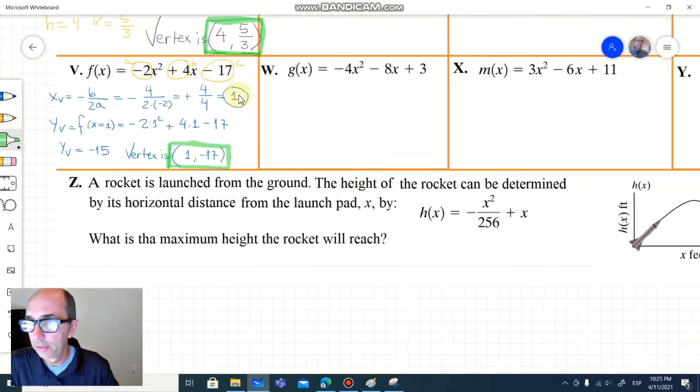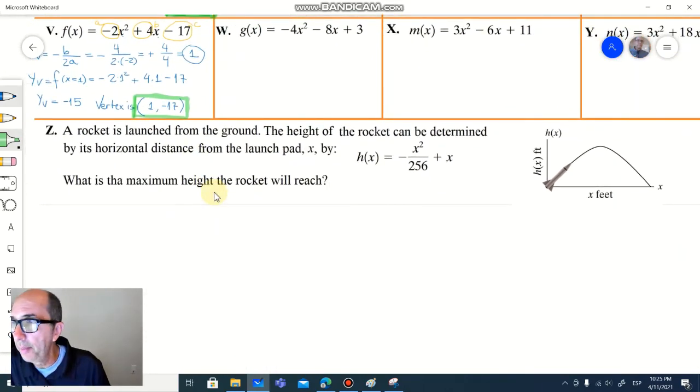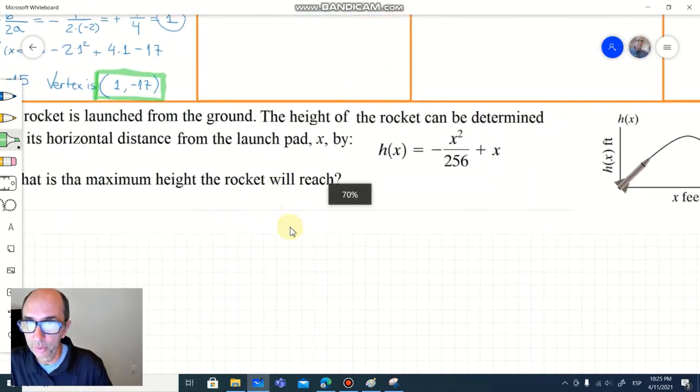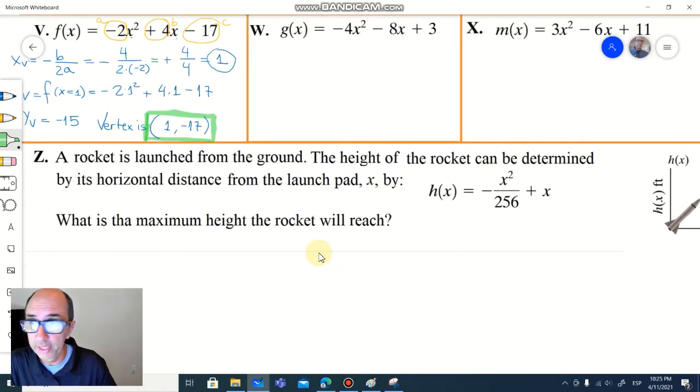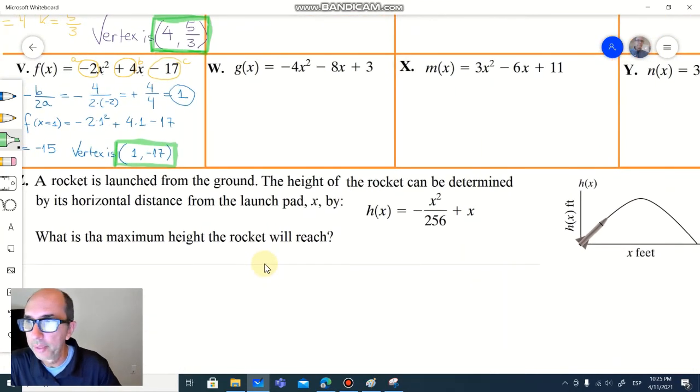Okay, now let's work on the last question. This is an application of quadratic equations and the formula of the vertex. A rocket is launched from the ground. The height of the rocket can be determined by its horizontal distance from the launch pad, x, by the formula h of x equals negative x squared over 256 plus x. And the question is, what is the maximum height the rocket will reach?